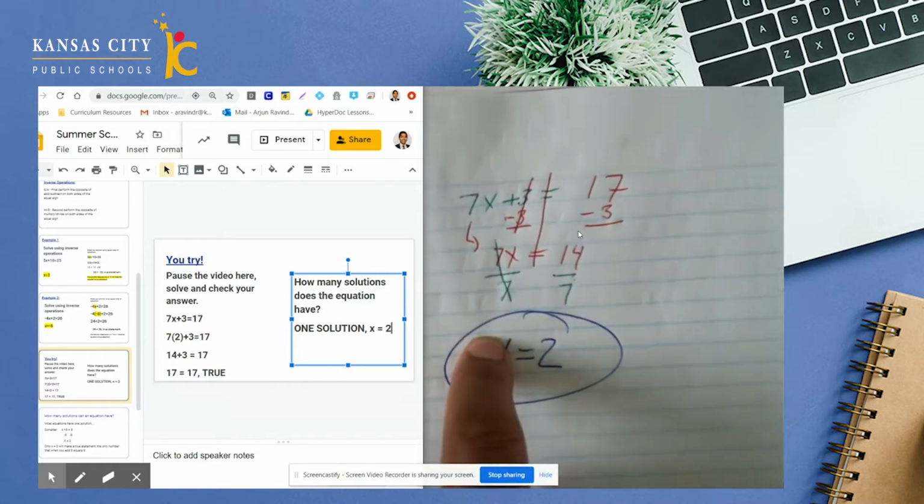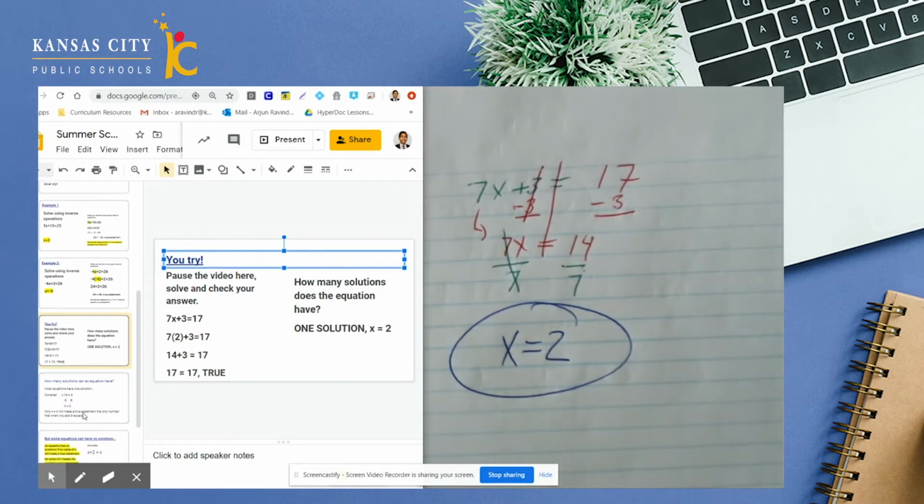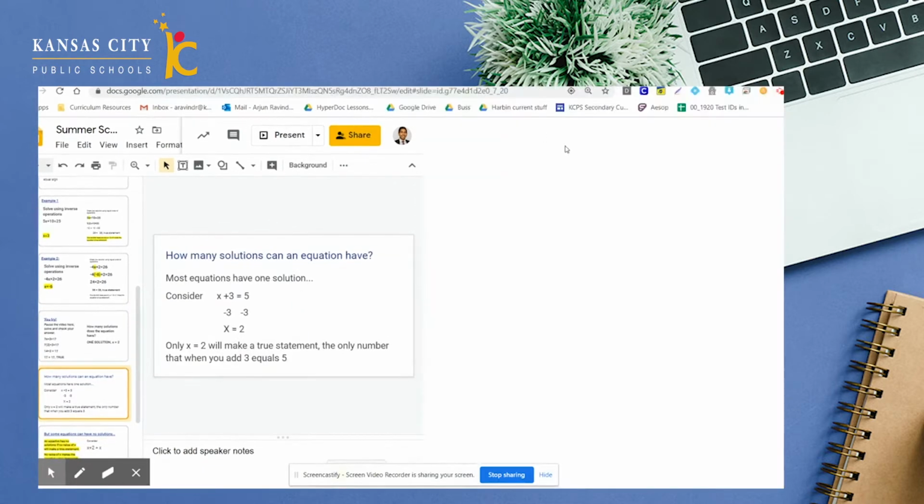Make sure you have this copied down and make sure you have the notes over here copied down, everything on the slide. Now let's move on. Pause the video if you need to make sure you have this all sorted out. Now we're going to move on.